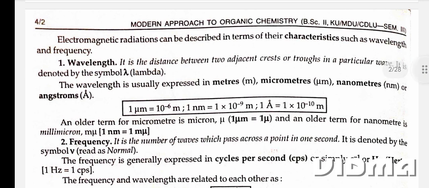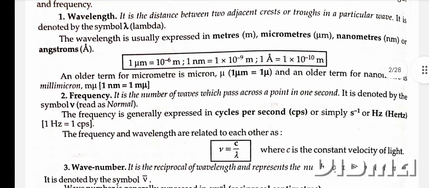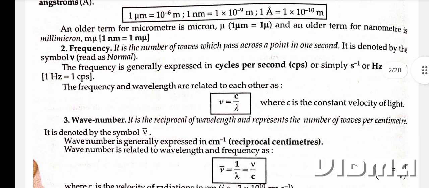Electromagnetic radiations can be described in terms of their characteristics such as wavelength and frequency. Wavelength: it is the distance between two adjacent crests or troughs in a particular wave. It is denoted by the symbol lambda. The wavelength is usually expressed in meters, micrometers, nanometers or angstroms. An older term for micrometer is micron and an older term for nanometer is millimicron.